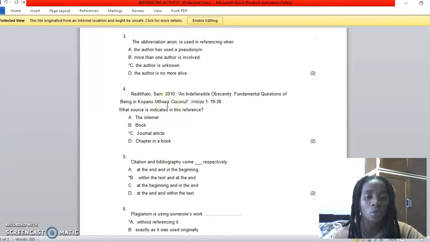Now, you would notice that this referenced information comes from a journal with the volume number and the page numbers. When you reference a journal, it should always have a volume number and the number of its pages. Always. Now, the correct answer for this question is C. It's a journal article.